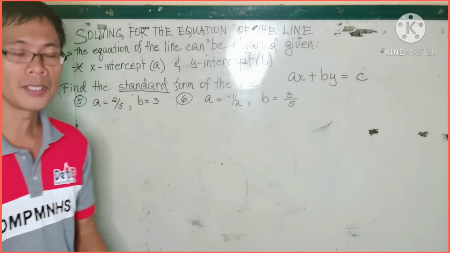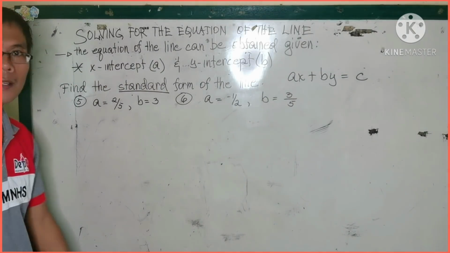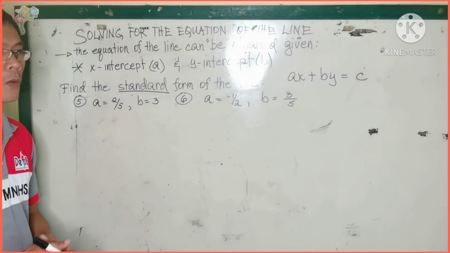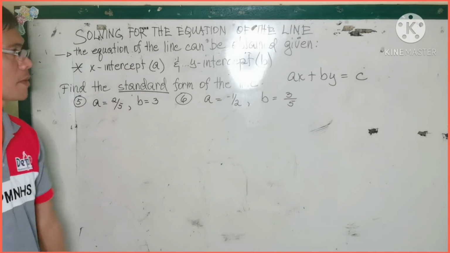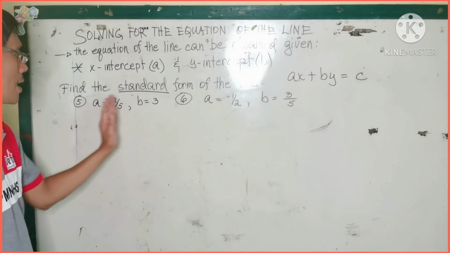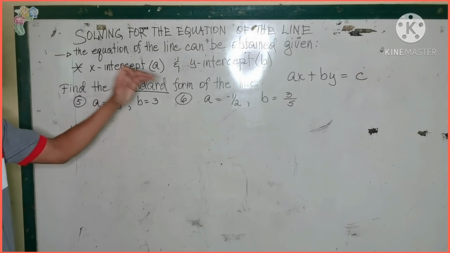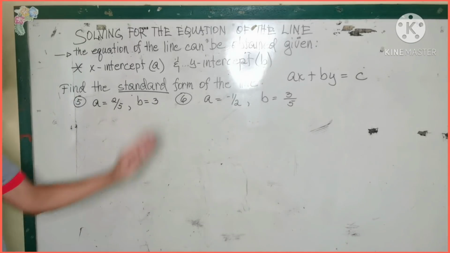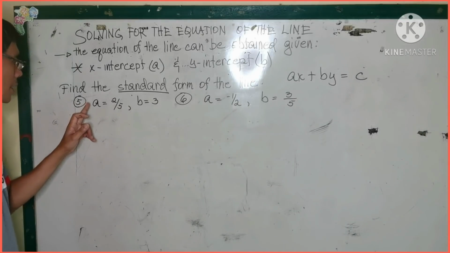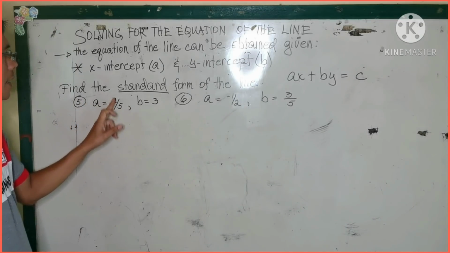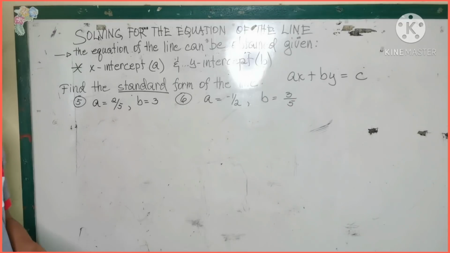Okay guys, let us try to continue. Still on solving for the equation of the line given the x-intercept and the y-intercept. This time, we will also consider fractions as the values for the x-intercept and the y-intercept, or our a and b. Still find the standard form of the line, that is ax plus by equals c, given that the x-intercept is 2/5 and the y-intercept is 3. So how shall we solve this one?